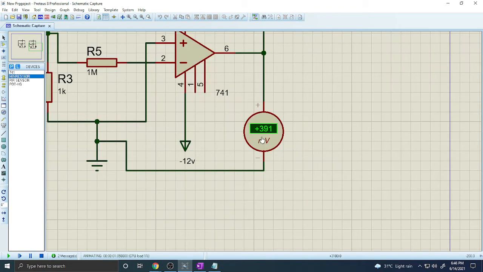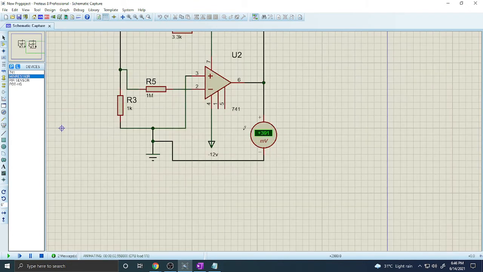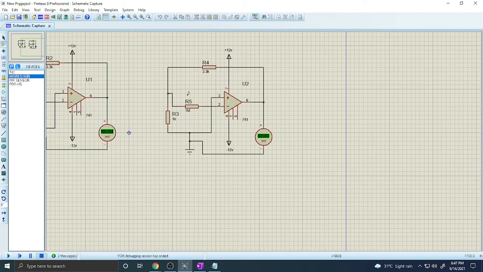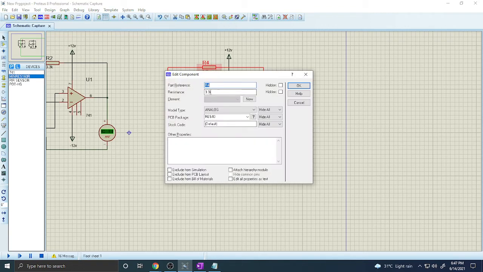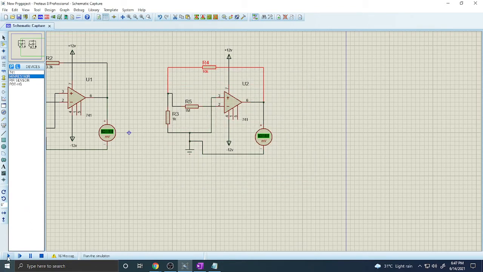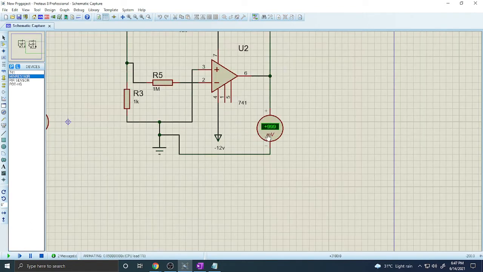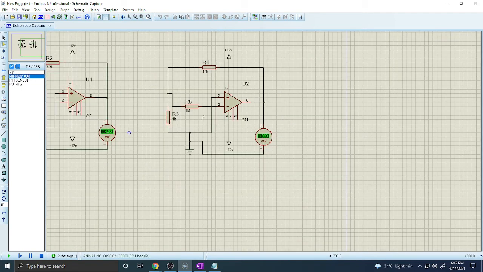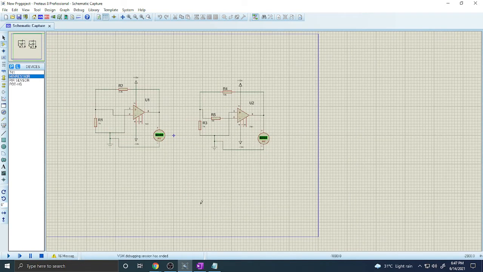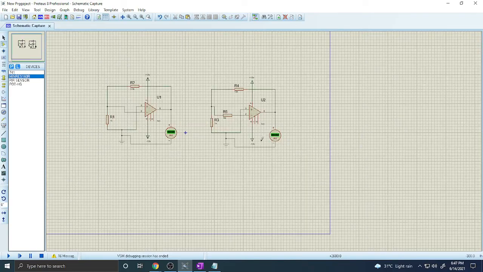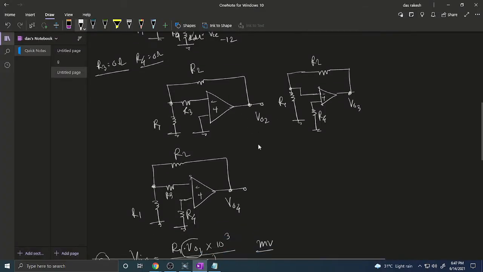Okay, now it is mentioned that this is 391 millivolt. Okay, for another combination, say for example, this is for 3.3 kilo ohm. If we change the value here to 10k and again run the simulation, we see this is 999 millivolt approximately. So this is the value of V02 voltage for this second circuit.